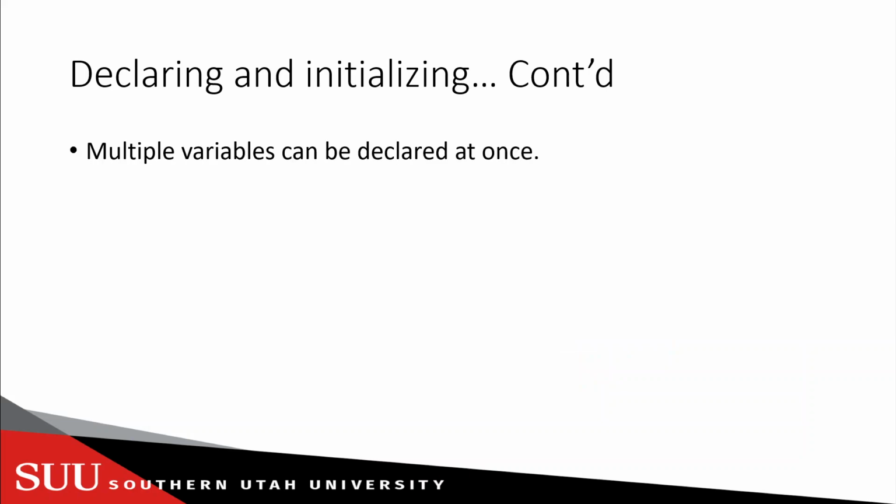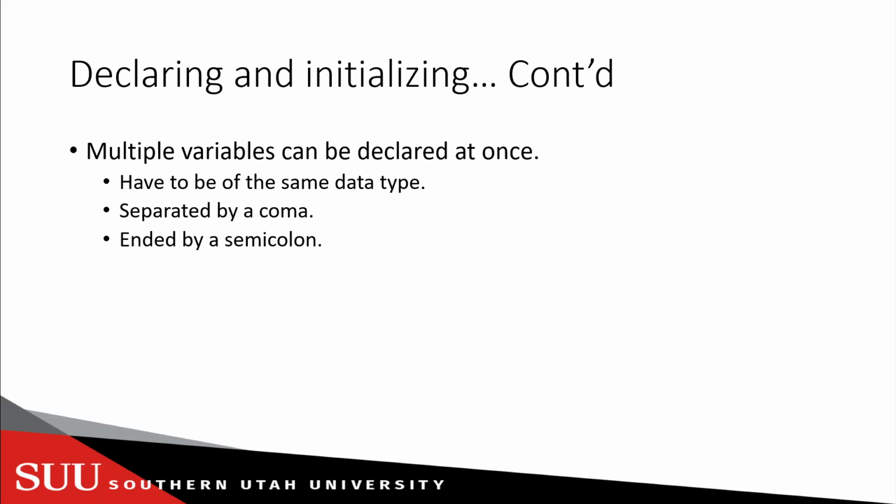Now multiple variables can be declared at once, so you have to separate them by commas, and they have to be the same data type, and by the end of any Java statement you will end that with a semicolon. For example, if I want to define an integer for the number of hours in a day, another integer for the number of minutes in a day, and a third integer for the number of seconds in a day, I can just say int and then follow it with number of hours, comma, number of minutes, comma, number of seconds, and end everything with a semicolon.